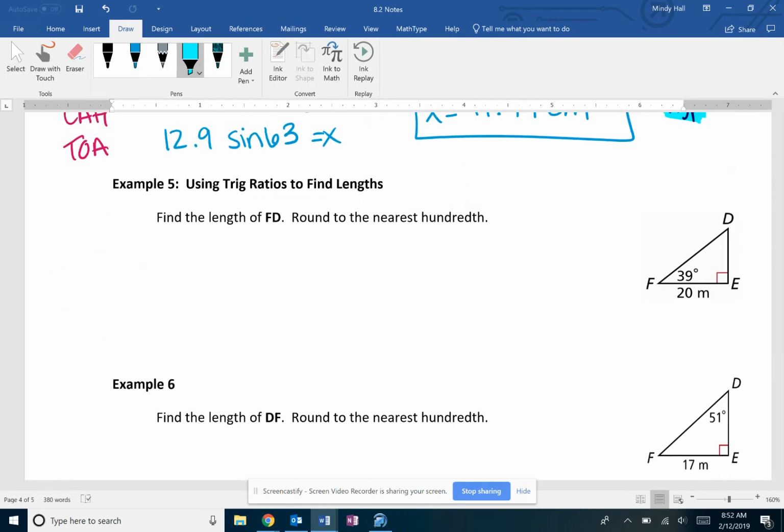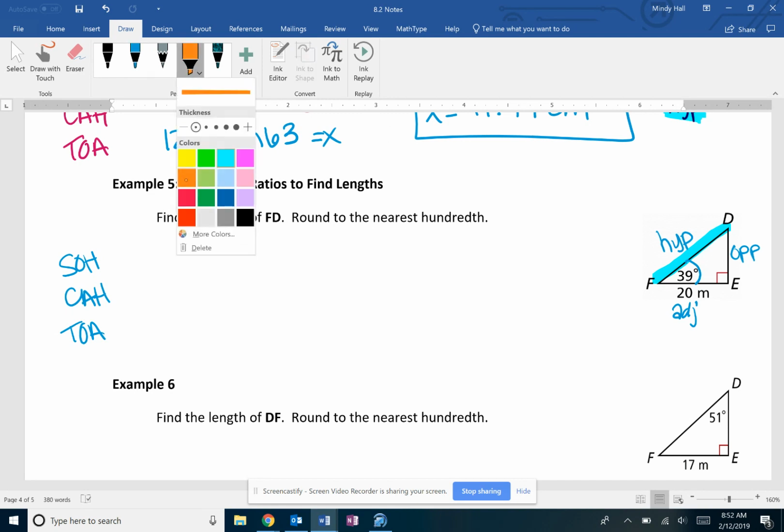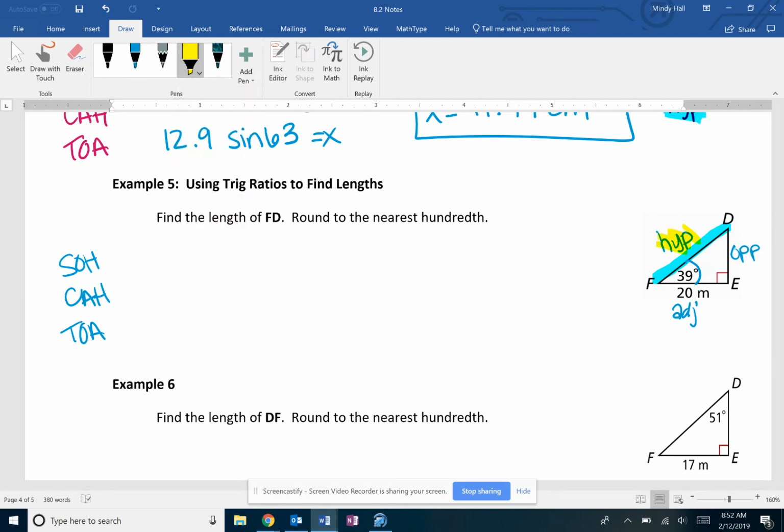Our next one, we're going to find the length of FD right here. So if you just take a second looking at the angle we have, 39 degrees, I know that my FD is my hypotenuse, the part I just highlighted. Opposite would be DE, and adjacent would be FE. So looking at SOHCAHTOA, I need my hypotenuse and I need my adjacent because those are the unknown and a measurement I actually know. So the only thing with adjacent and hypotenuse is cosine.